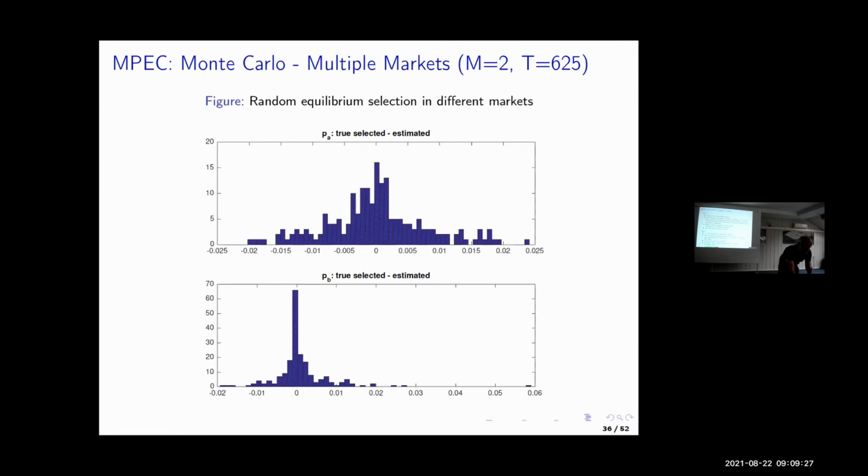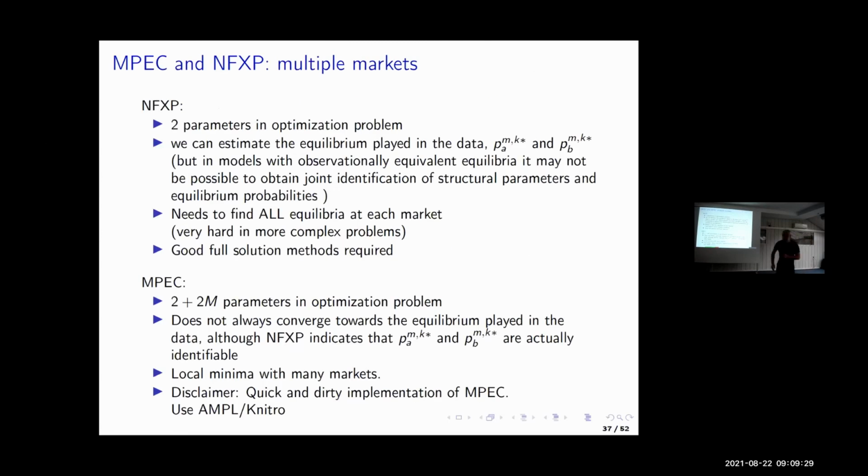Okay, so here's a few messages. We've been looking at NFXP and MPEC. In NFXP, we have only 2 parameters in the optimization problem. In MPEC, well, you have 2 plus 2 times the number of markets.